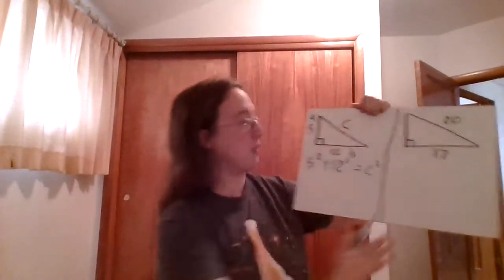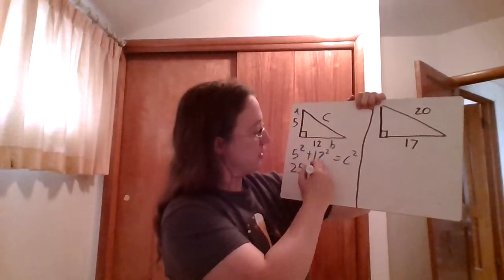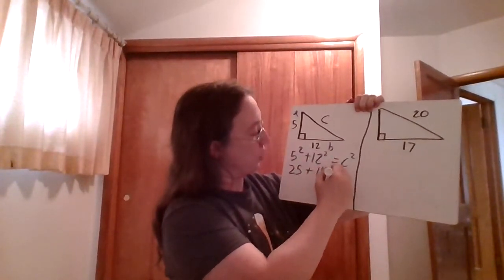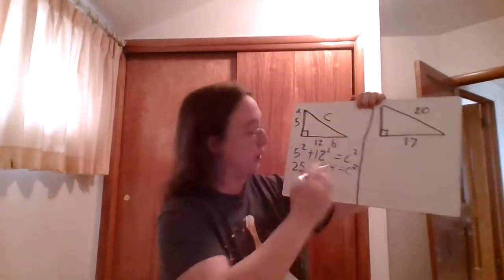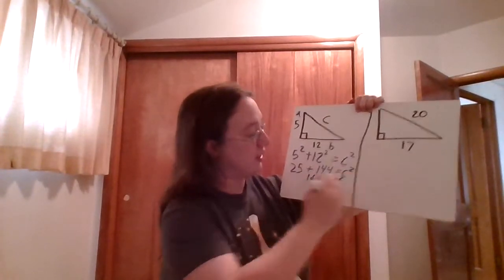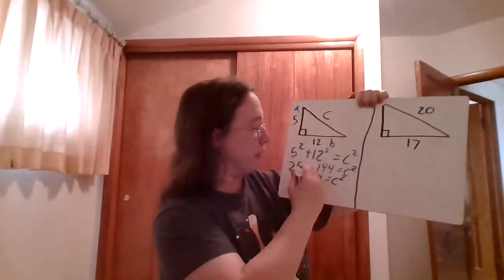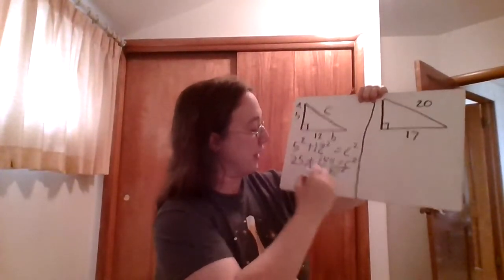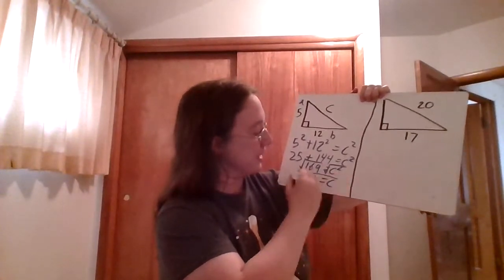And now it's just some algebra. So 5 squared is 25. 12 squared is 144. 25 plus 144 is 169. And then if we want to get rid of that squared, we're going to square root it. So I'm going to square root this, I'm going to square root that, and we get C is 13.